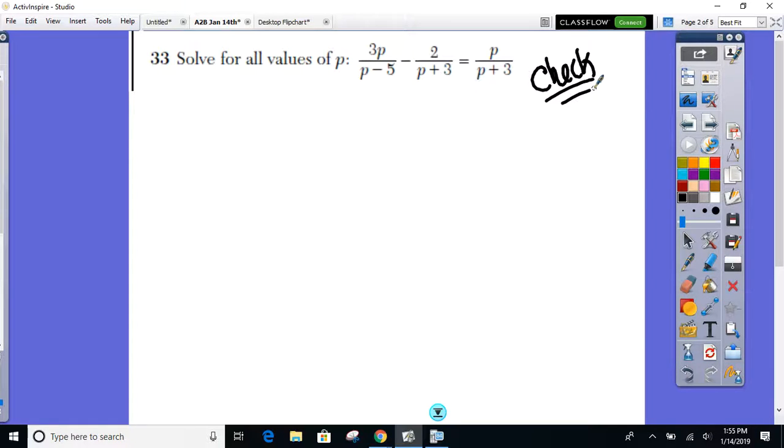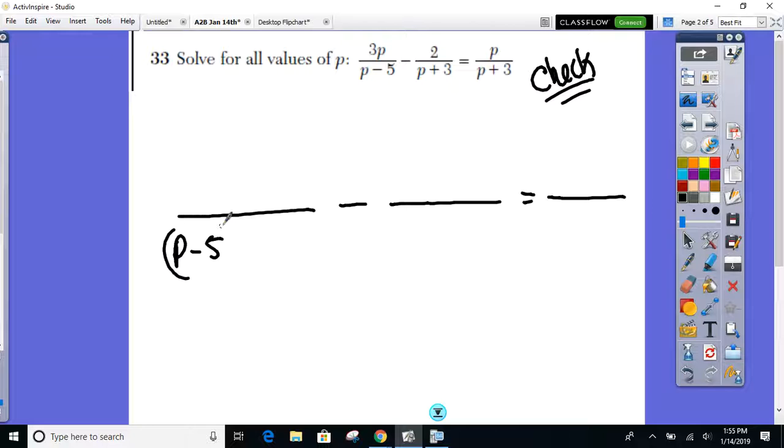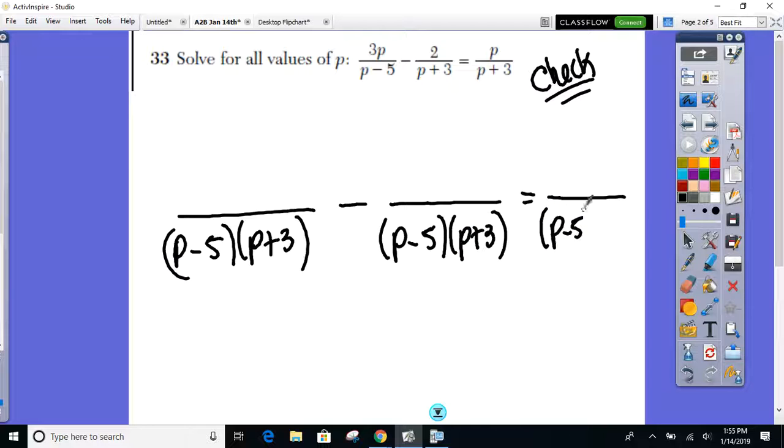All right, common denominator. This is an easy one for common denominator, I think. What do you got? P minus 5 and P plus 3 together. You can't separate the P, it's attached because of the minus and the plus. So my common denominator, here we go. Boom, minus, boom, equals, boom. P minus 5 times P plus 3.